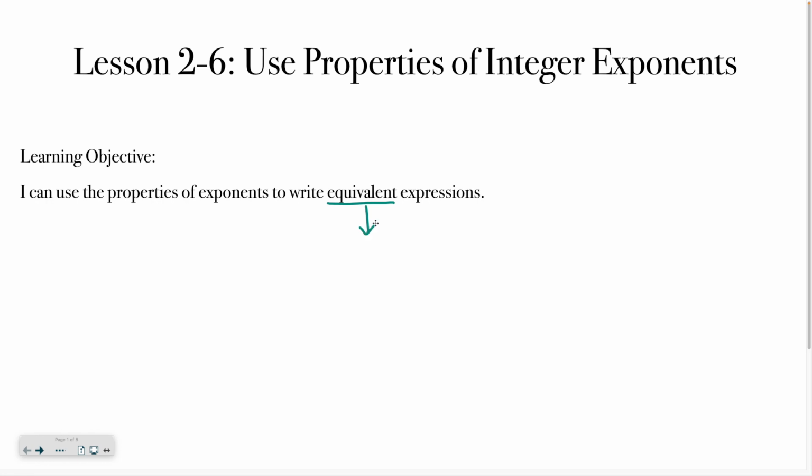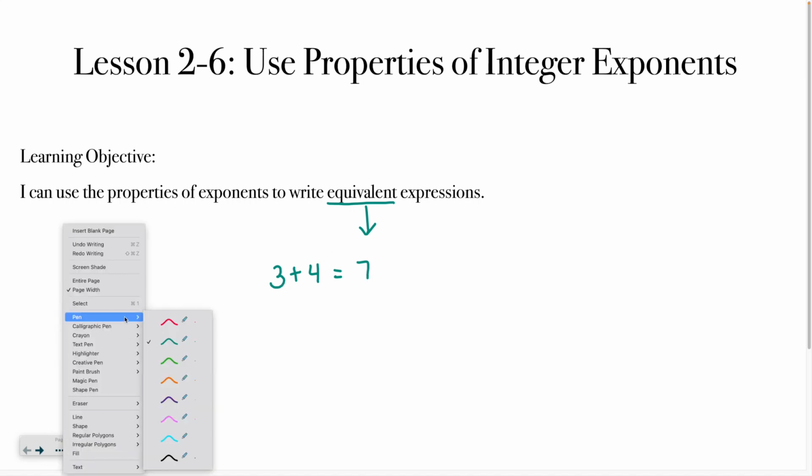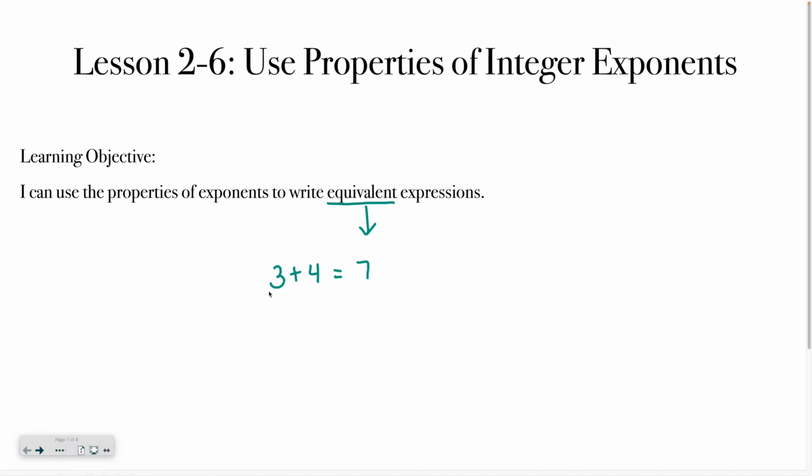expressions. Just a reminder, equivalent means like I could write 3 plus 4 equals 7. Those two different quantities are equivalent, and then 3 plus 4 is an example of an expression, or 7 is an example of an expression.